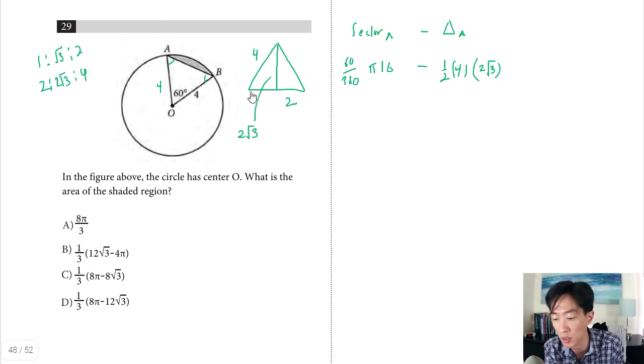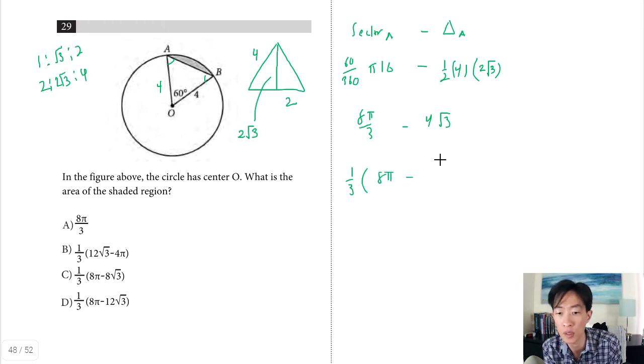All right, so when you actually do the math, this becomes 8 pi over 3 minus, on this side, we get 4 times rad 3. And notice what they've done is they've factored out a third from each of these, so we can do that very easily. 1/3 is going to leave us over here with 8 pi. And here, 4 divided by 1/3 is going to be 12. So that's going to be 12 rad 3. And therefore the answer is going to be choice D.